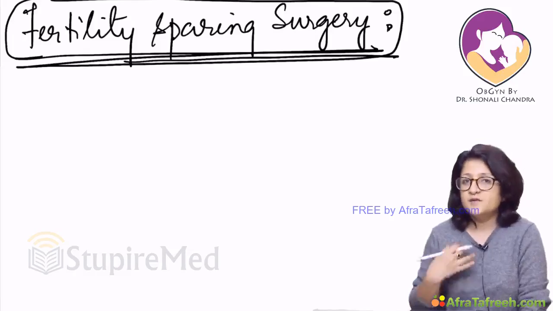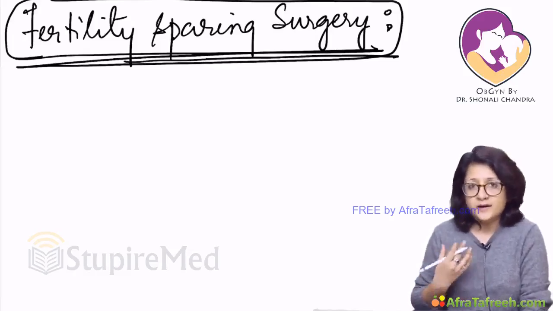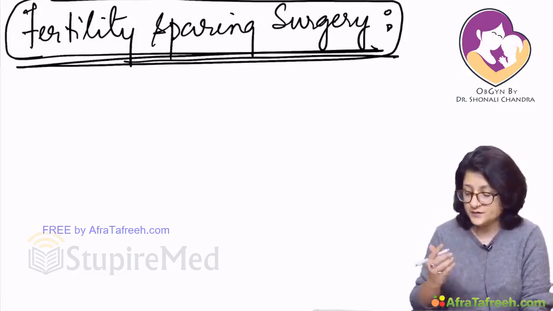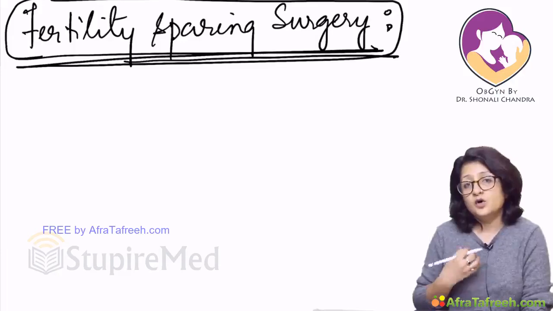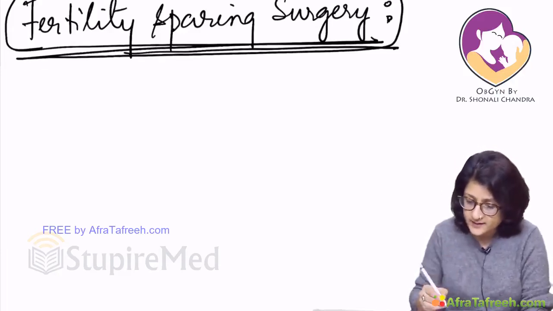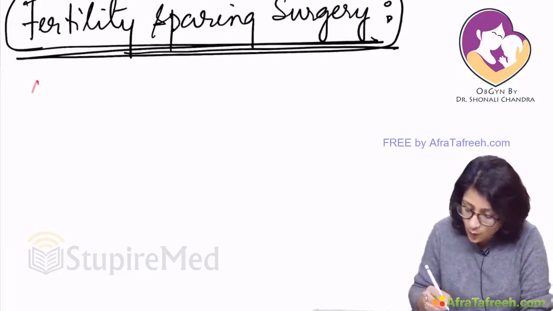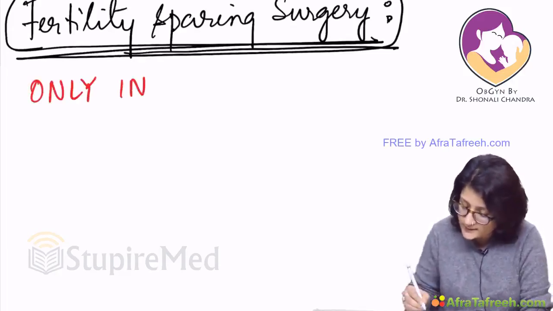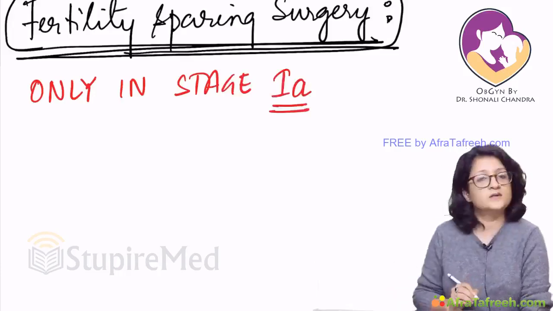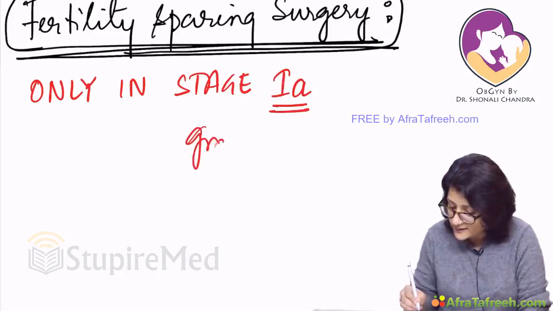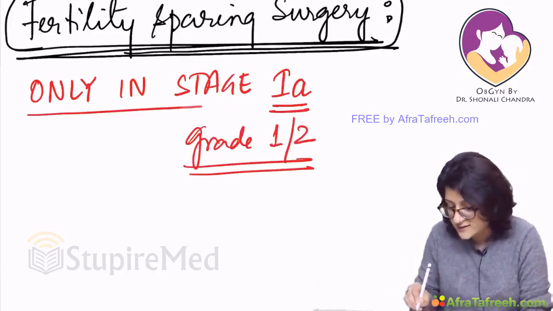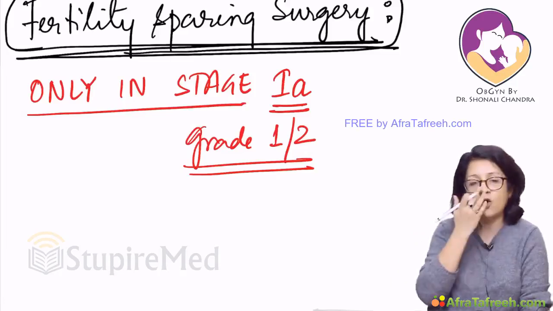Most of the time fertility sparing surgery is not an issue because most of these women are postmenopausal, but sometimes fertility sparing could become an issue if there are younger women involved, right? So, fertility sparing surgery is done only in stage 1A, only as long as it is confined to a single ovary, only when it is grade 1 or 2. So, only in the early stages is fertility sparing surgery an option.